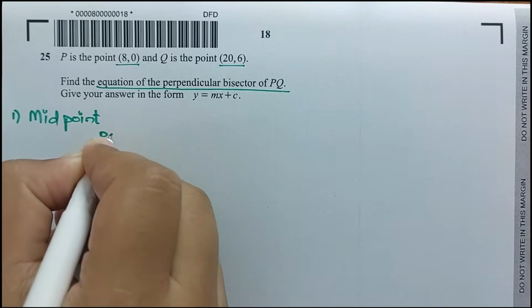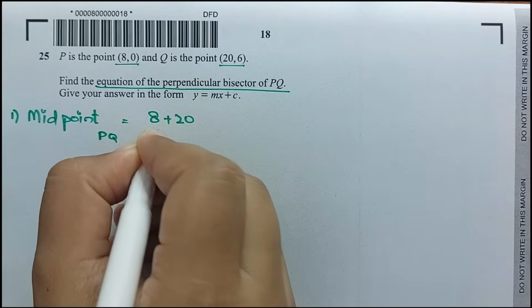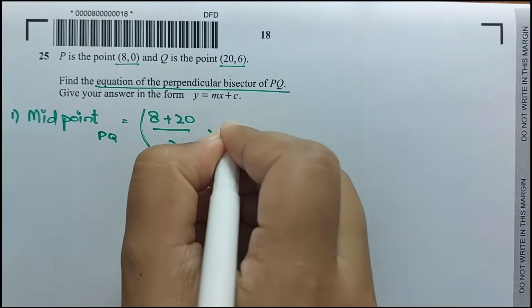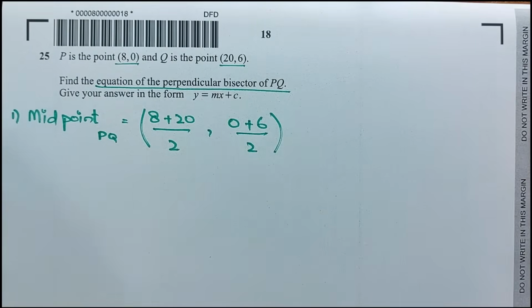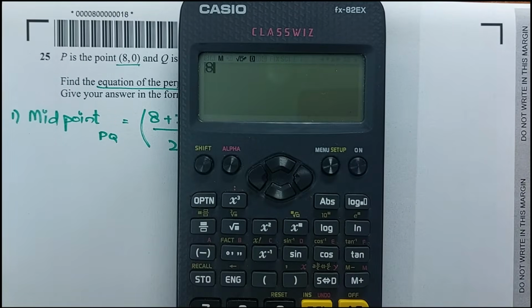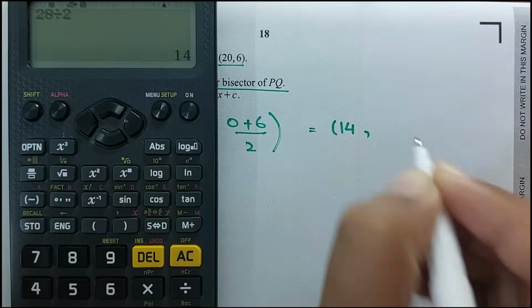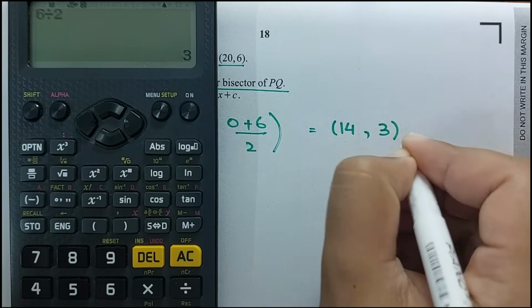So the midpoint of PQ is adding up the x components divided by 2. 8 and 20 are the x components. The y components are 0 and 6 divided by 2. Right. Now let me simplify. 8 plus 20 is 28, divided by 2 is 14. 0 plus 6 is 6, divided by 2 is 3. 14 and 3 is the midpoint.